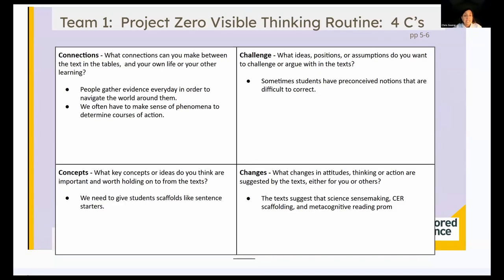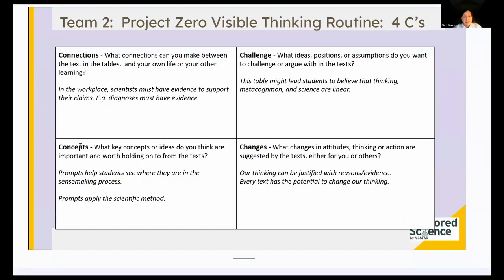So I see both groups made some connections that this is the sense-making process that happens in real life, in real science, and in other areas. And for concepts, I see both groups picked up that the scaffolding and the prompts are really useful, and that sometimes the prompts are kind of working like the scientific method, right? Which is my kind of big aha.